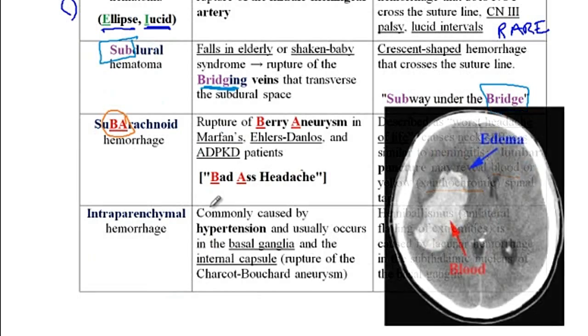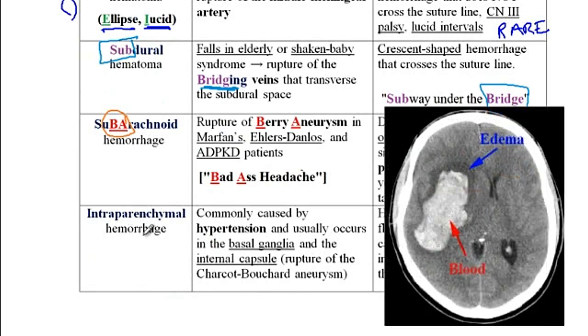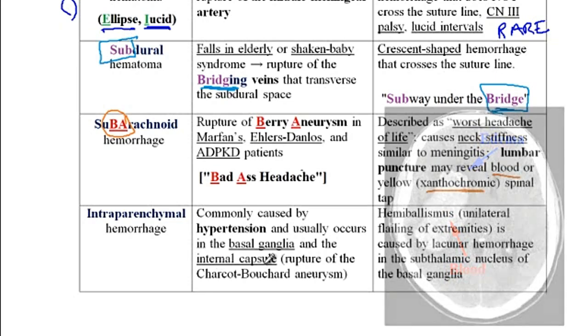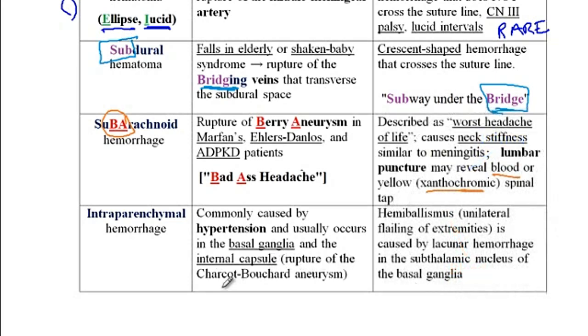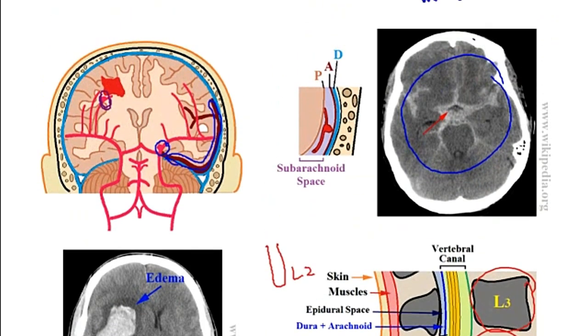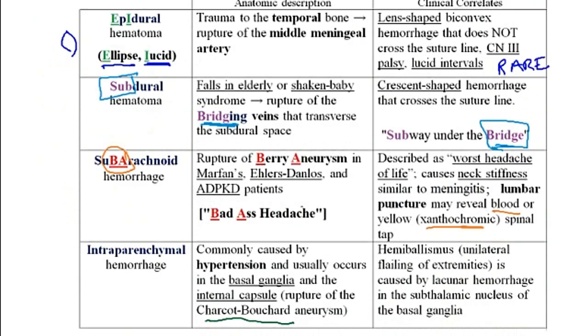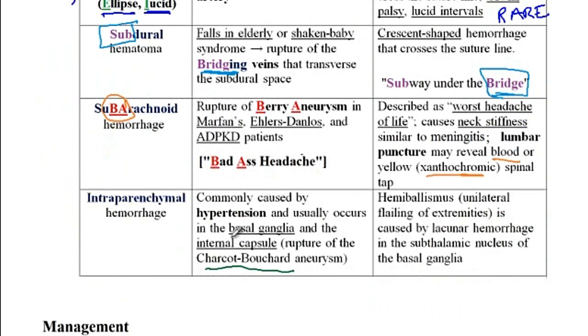And then finally, we have the intraparenchymal, also known as intracerebral hemorrhage, which is commonly caused by hypertension, and it usually occurs in the basal ganglia and the internal capsule. And so it's from the rupture of Charcot-Bouchard aneurysms that are from the perforating arteries. So let me show you again. So here we had the Charcot-Bouchard aneurysm from the perforating arteries. And then if the subthalamic nucleus of the basal ganglia is affected, these patients present with hemiballismus, where there would be unilateral flailing of the extremities.